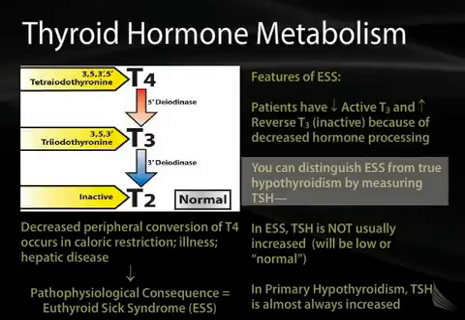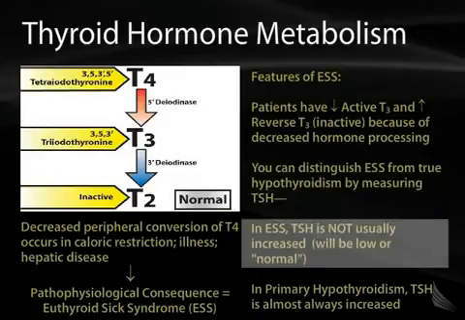The key is to be able to distinguish between this state, which is euthyroid sick syndrome, versus a true hypothyroid state. And the test of choice in this case to distinguish between the two would be measuring TSH. And the reason for this is because, again, as I said before, TSH is indeed the most sensitive indicator of the thyroid status.